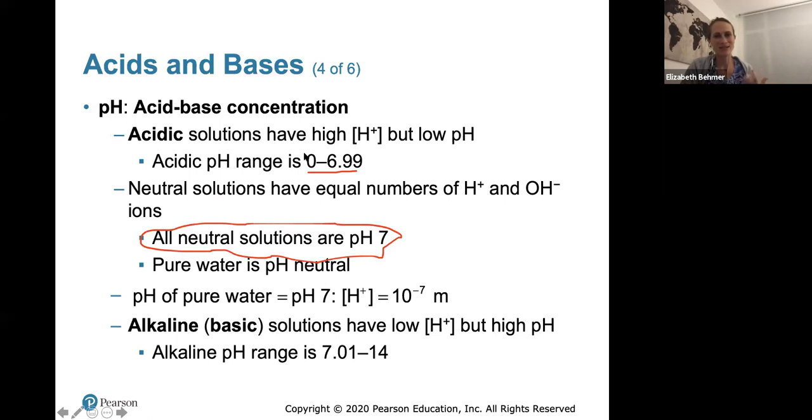Anything below 7 is acidic, so it will have a high hydrogen ion concentration. Alkaline is just another word for a basic solution, and basic solutions have low hydrogen concentrations, but high pH levels. So anything basic will be anything above 7 to 14.